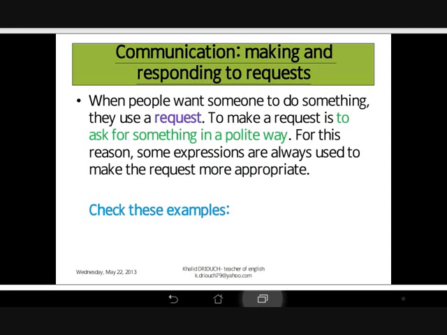Now, we move to communication. In communication, the lesson was about making and responding to requests. But let's start by understanding what is a request. Usually when we want someone to do something for us, we don't give an order, but we rather use a request. So to make a request is to ask for something in a polite way. For this reason, there are so many expressions that can be used to make the request more appropriate and more acceptable.